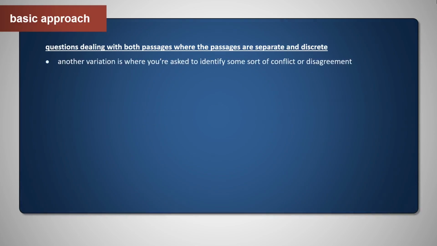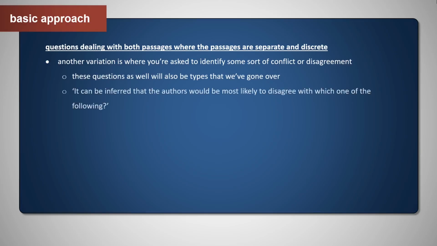Another variation is where you're asked to identify some sort of conflict or disagreement. So these questions are also going to be types that we've gone over. So for example, it can be inferred that the authors would be most likely to disagree with which one of the following. So this is like a pointed issue question from the argument section.